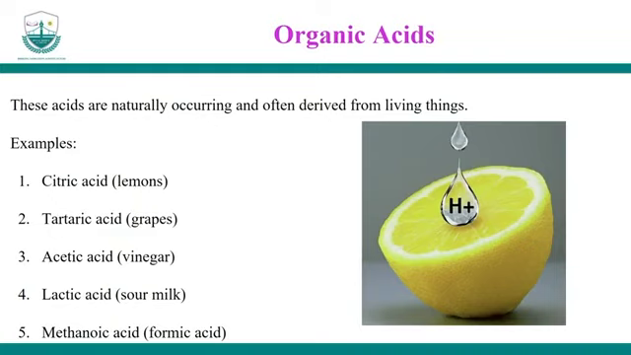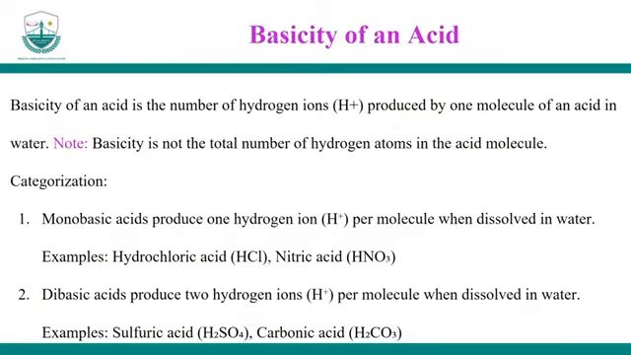And then we have the organic acids. These are the acids that we get from living organisms or living things. So we have citric acid, the one we find in lemon. We have tartaric acid in grapes, acetic acid, lactic acid, methanoic acid. These are organic acids. We derive them from living organisms.